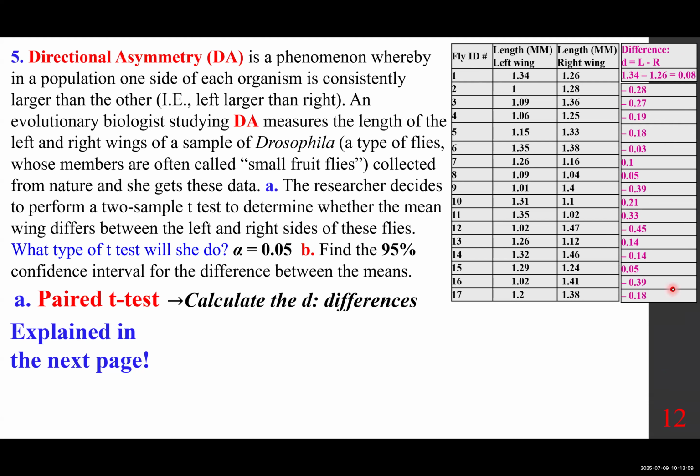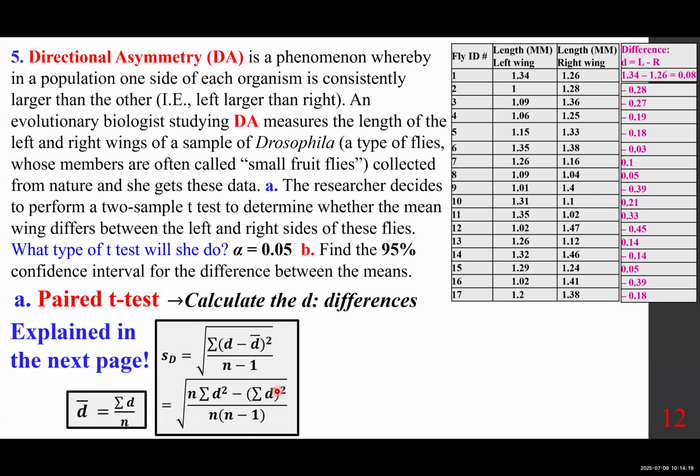D bar is summation of d over n. So that means, how do you calculate the average here? Add them up, divide by size. That's the formula. Same thing for the standard deviation, S sub d, the square root of d minus d bar quantity squared over n minus 1, and this is another way of calculating it. Okay.